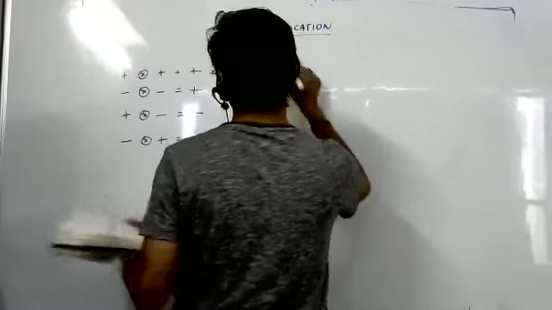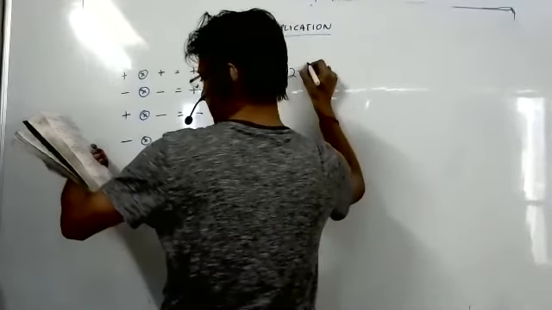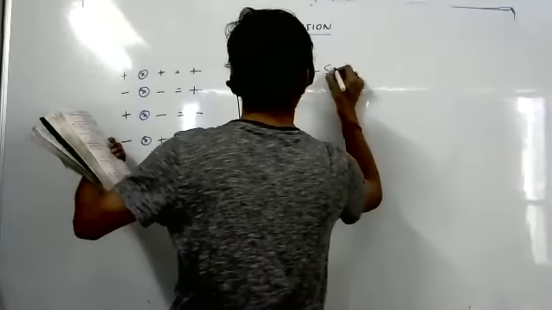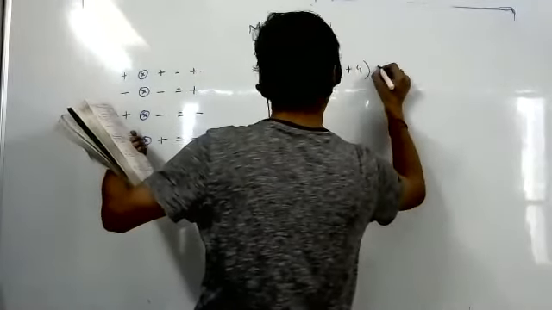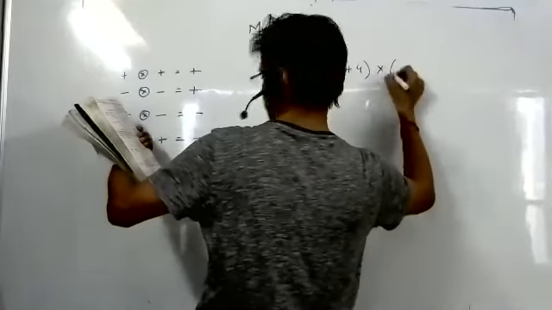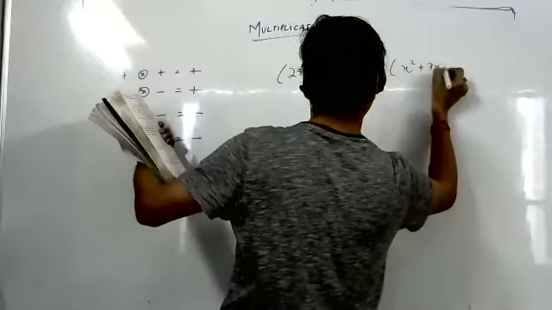Now, last question for the day, but a little lengthy, not tough. It's lengthy. Multiply 2x to the power 2 minus 5x plus 4 by x square plus 7x minus 8.